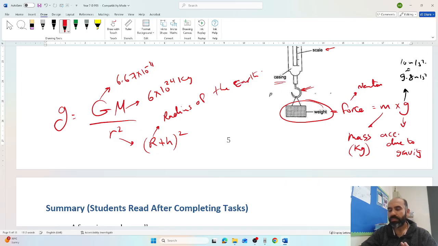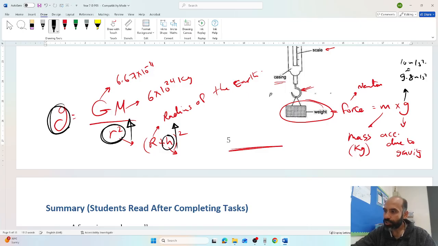I can't remember the number, but it's about 6,000 kilometers, something like this. And h is the height from the surface of the Earth or the sea level. So this means that as the height from the surface of the Earth increases, r increases, and the acceleration due to gravity decreases. But you are not required to know this information.